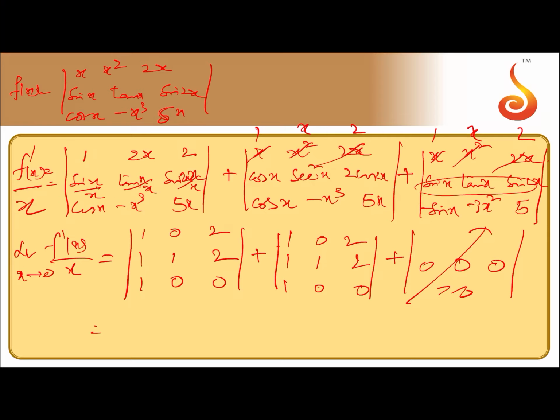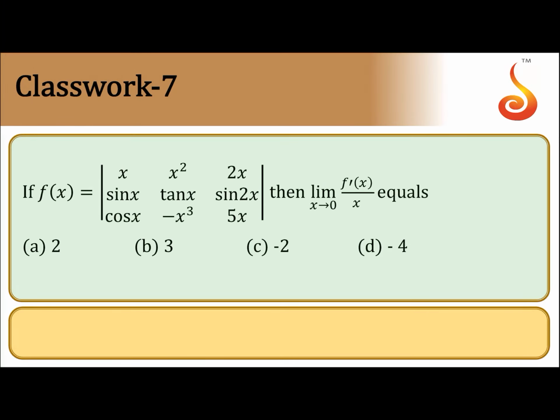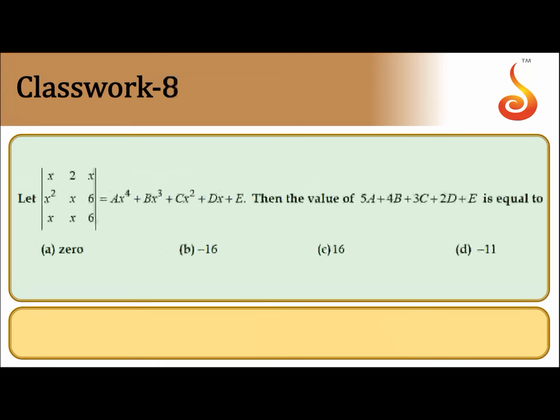And this is twice the determinant expansion. We expand the determinant along the last row, and that gives us the answer here. Last row: so we'll be getting 0 minus 2. The answer is equal to minus 4. So the value of this limit of f dash x by x as x extends to 0 is equal to minus 4. D option. Coming to the next one.